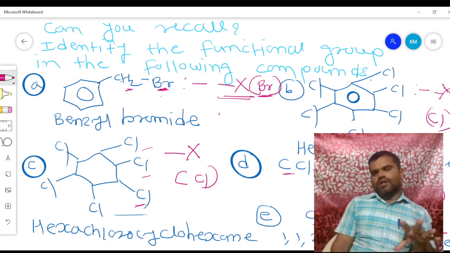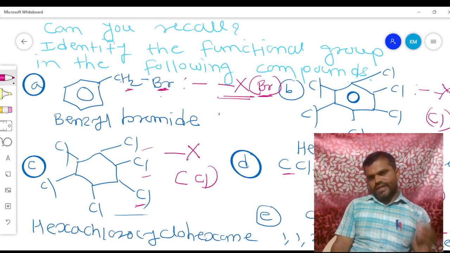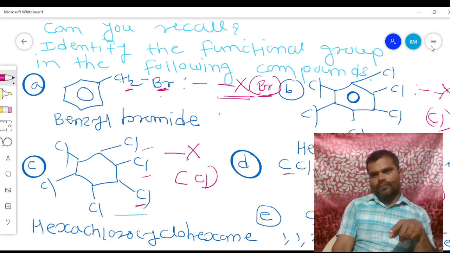You find that all these compounds contain only one type of functional group, and that is the bond X.